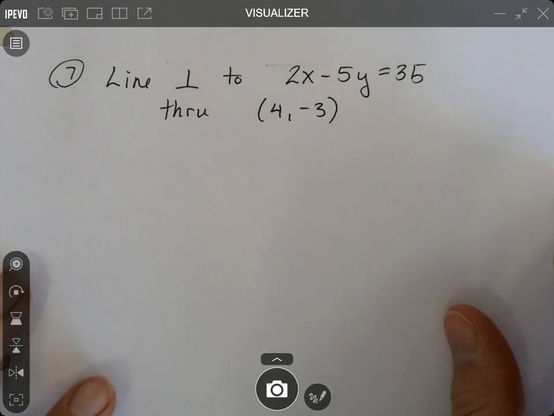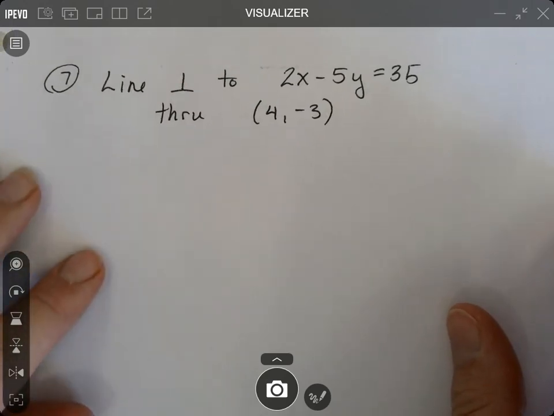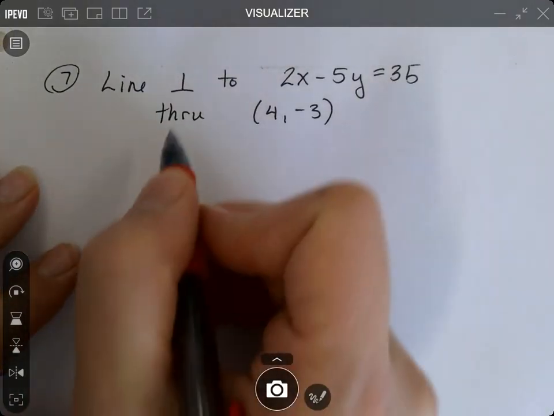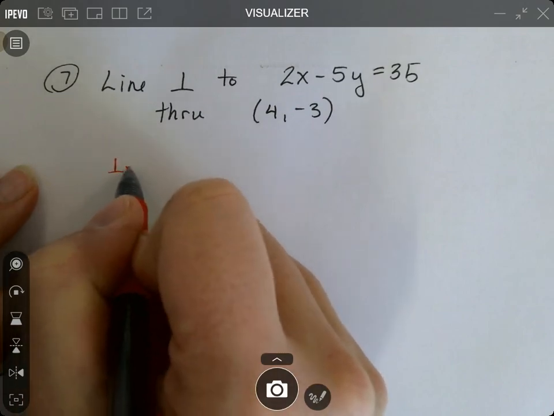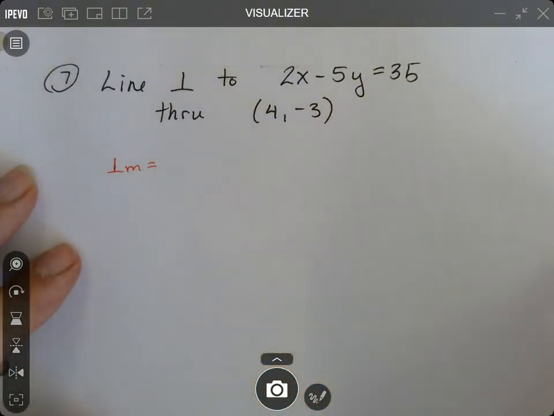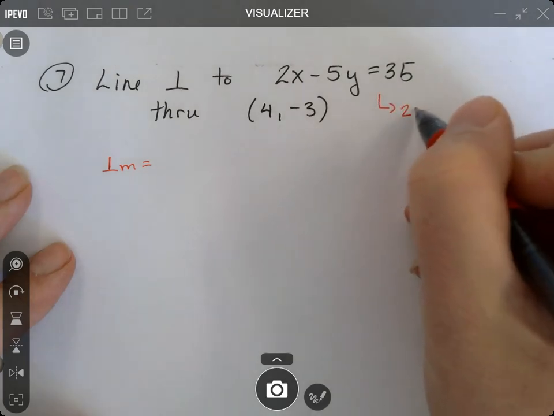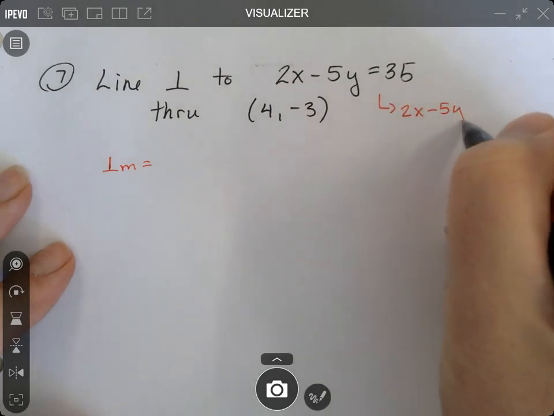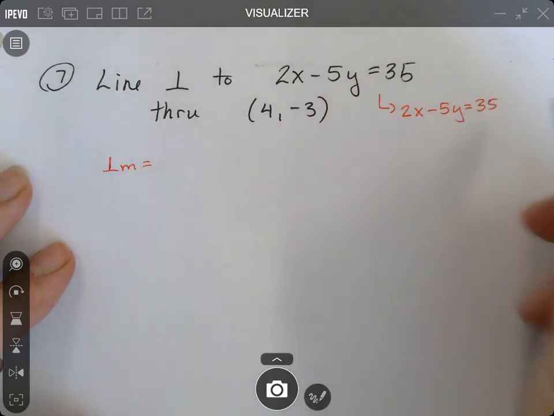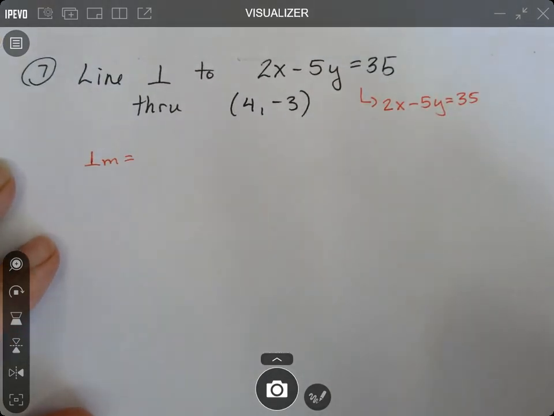Okay, so let's talk about this. In order to do a line that's perpendicular, I need to know the slope. Agreed? Do you know the slope of the line that I gave you? No, so I have to find it. So you're going to have to solve for y. It's in standard form. We need to solve for y.